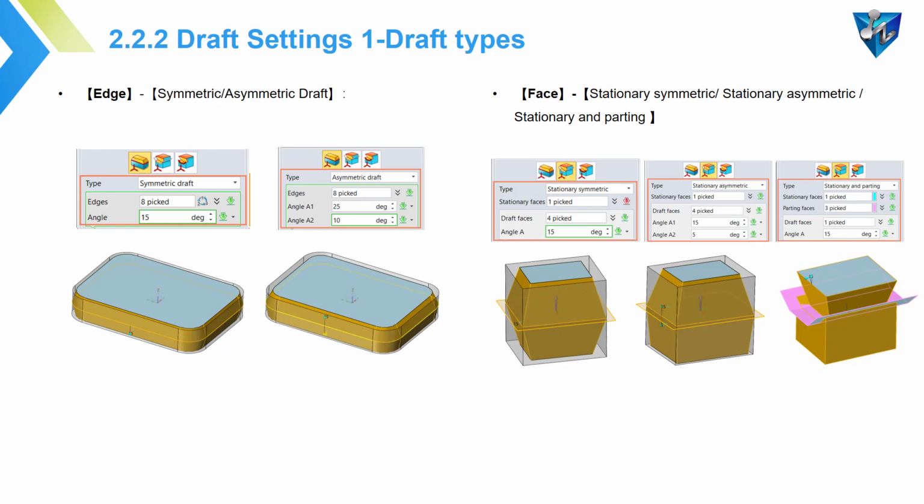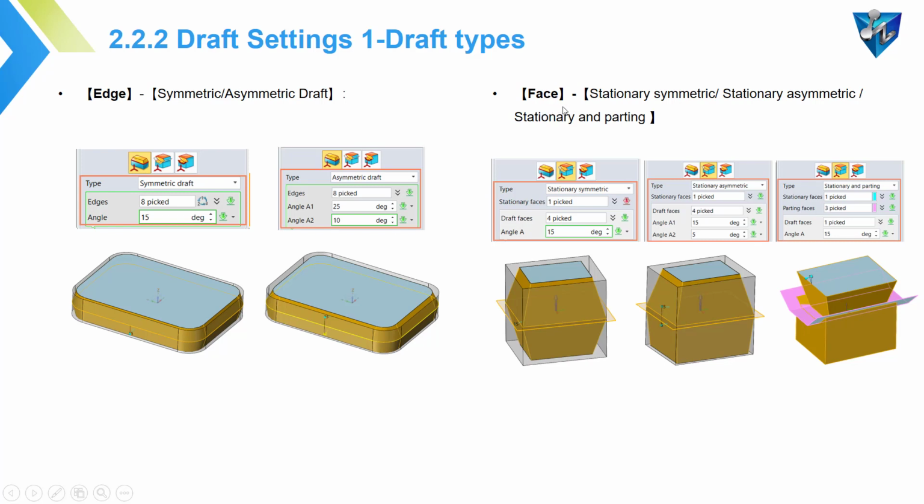The first one I would like to show you is the draft types. So first, in the edge draft, you can see we have 2 basic types, symmetric and asymmetric draft, which means you can draft in both sides with same angle or different angles. Okay, and for the second is about the face draft.